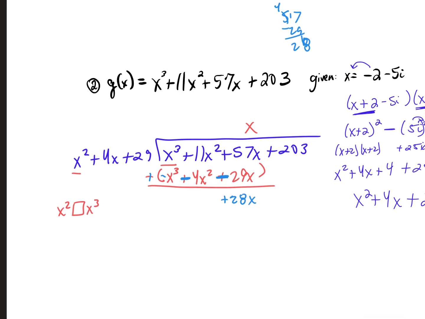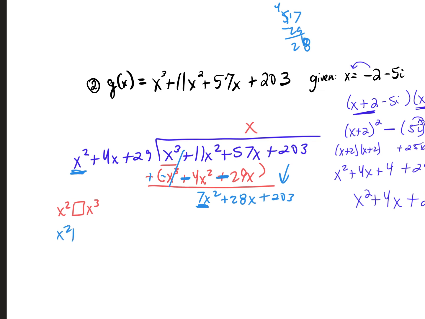What happens with 11 minus 4? Oh, okay, we got that one. And then what do I do with my x cubes? They cancel. What happens with 203? Oh, geez, 203. So now, guys, first term into first term.